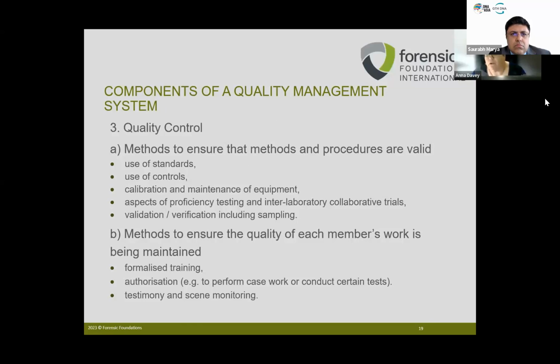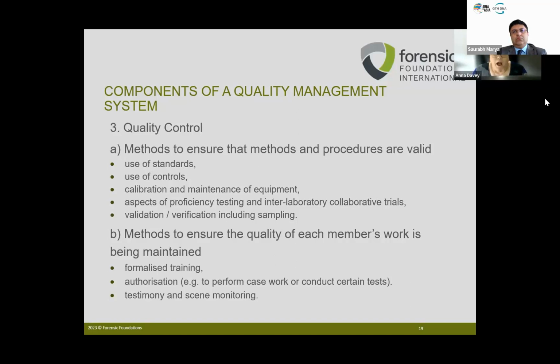The use of controls. So again, in DNA, we're talking about positive controls and negative controls. We expect the positive control to give us the result we expect, and we expect the negative control to give us no result. And if they don't, then there's an issue. Calibration and maintenance of equipment is essential to ensure that we get the right result. More aspects of the proficiency testing and interlab collaborative trials, particularly where you do the interlab comparisons component of the proficiency tests, and validation and verification, including the sampling method you're using. I'll talk a little bit more about validation and verification later.